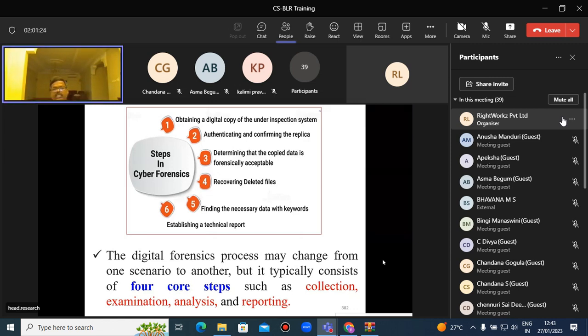Recovering detailed files. Finding the necessary data with keywords, establishing a technical report. The digital forensics process may change from one scenario to another, but it typically consists of 4 core steps: collection, examination, analysis and reporting. So these are the steps in cyber forensics.